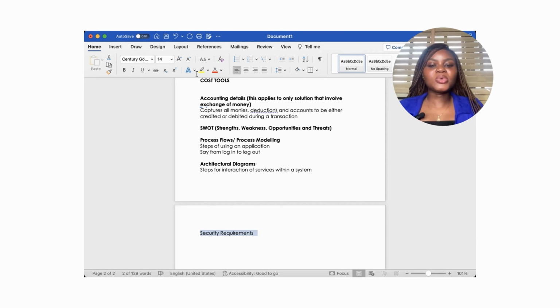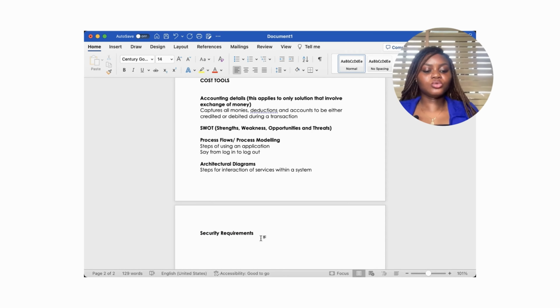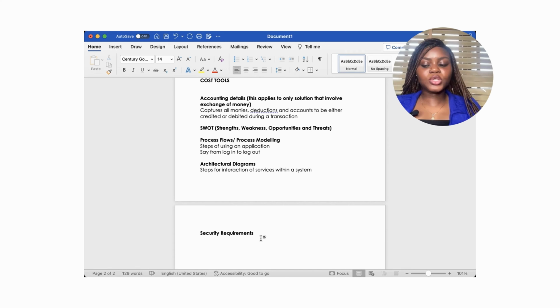These security requirements are what the development team will have to implement in the application to give proper security value, right?